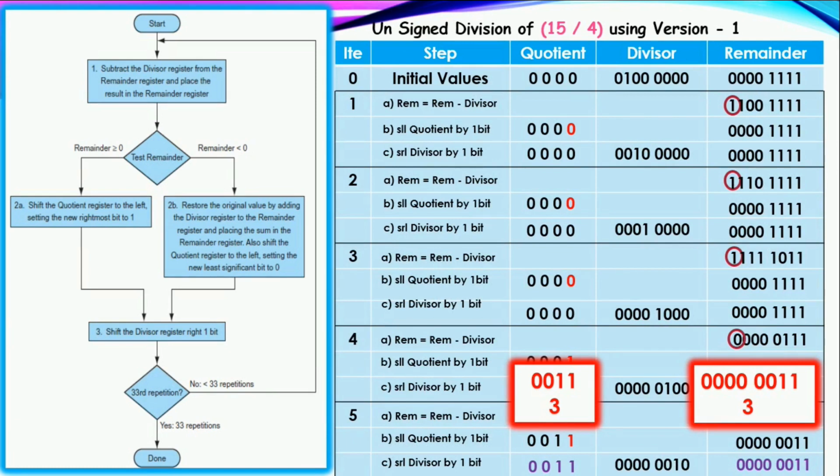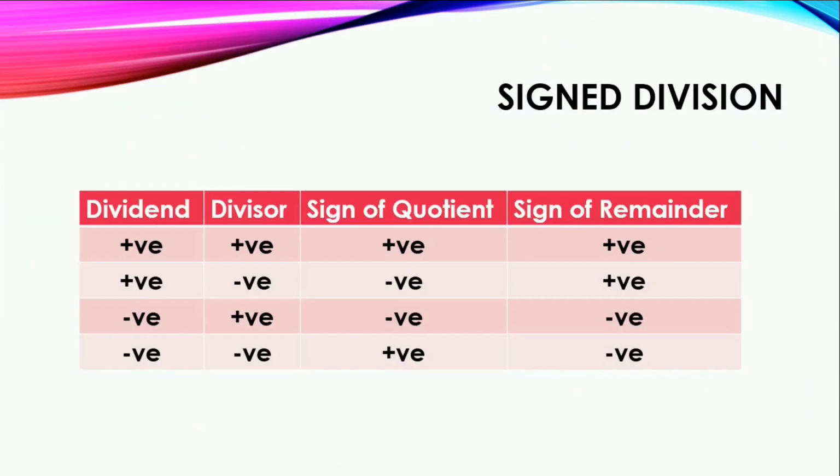The division of signed binary numbers also can be done using the version 1 algorithm. For that we have to follow this sign convention table. So we will be performing the division by considering the numbers as unsigned numbers. So after performing the division, after getting the result, we will be using this sign convention table to mark the sign.